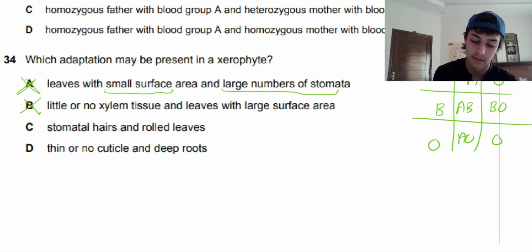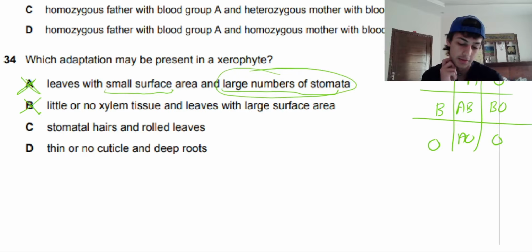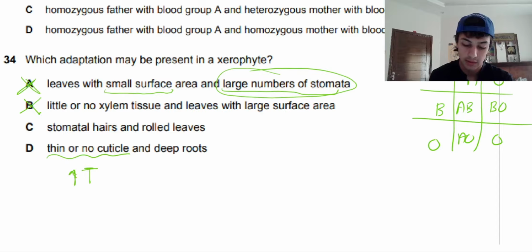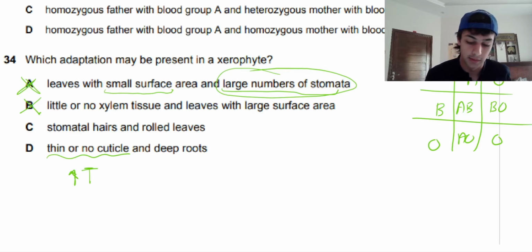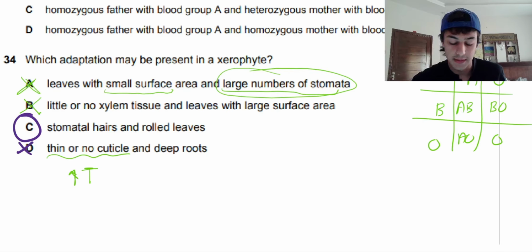A could have been correct, but then they included this as one of the answers. Thin or no cuticle and deep roots. Thin or no cuticle is not going to be good because that's going to increase transpiration. Basically, cuticle is going to be a watery layer, like a mucus, sticky layer that stops water from being lost. So if there's very little cuticle, then it's not going to work. Then we're left with C.